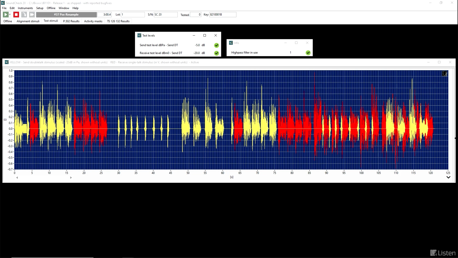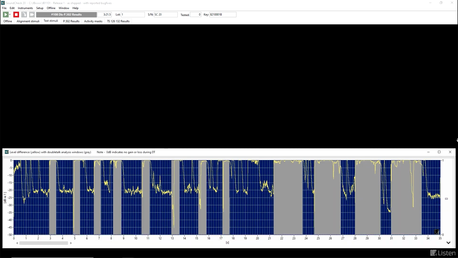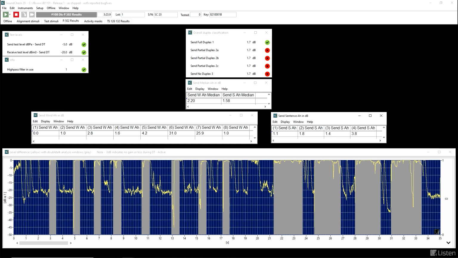Now that the signals have been played back and recorded, the sequence will do post-processing to get level versus time curves, and then do the statistical operations to get the attenuation range to implement the first standard. The yellow curve is level versus time for the period when both signals are going on at the same time. The gray areas are the areas defined as double talk.